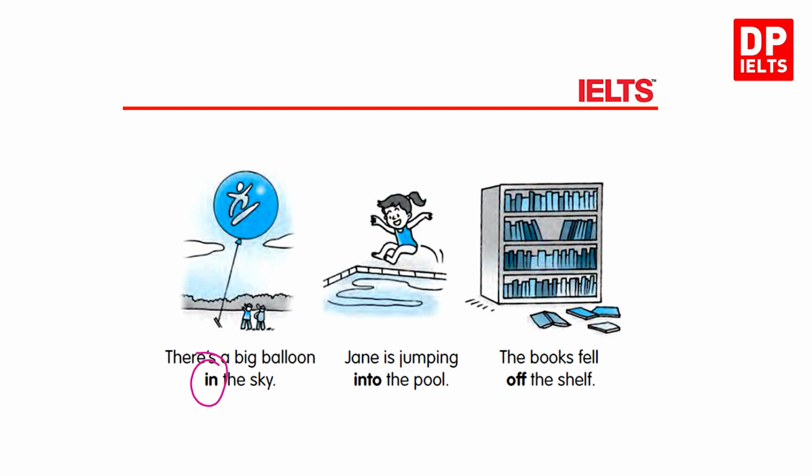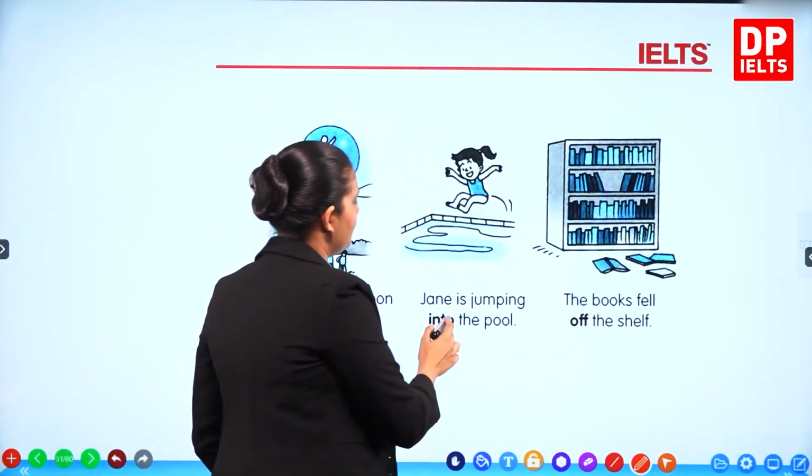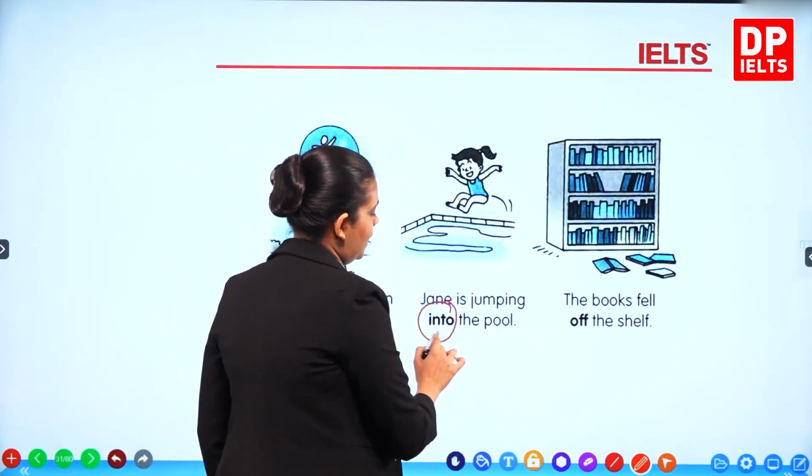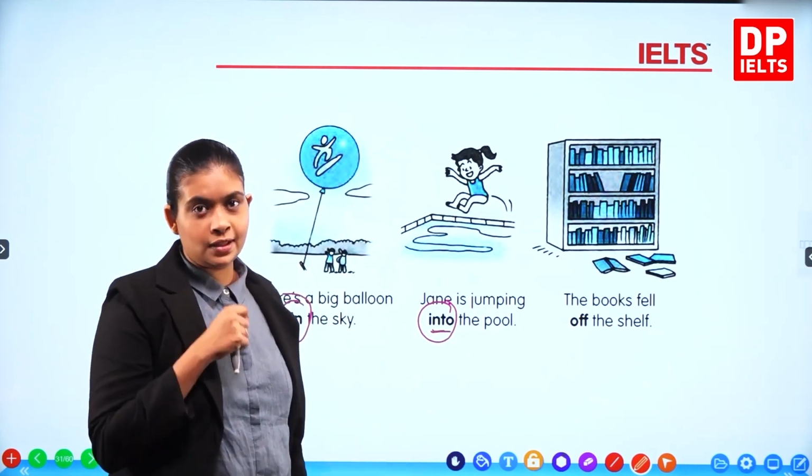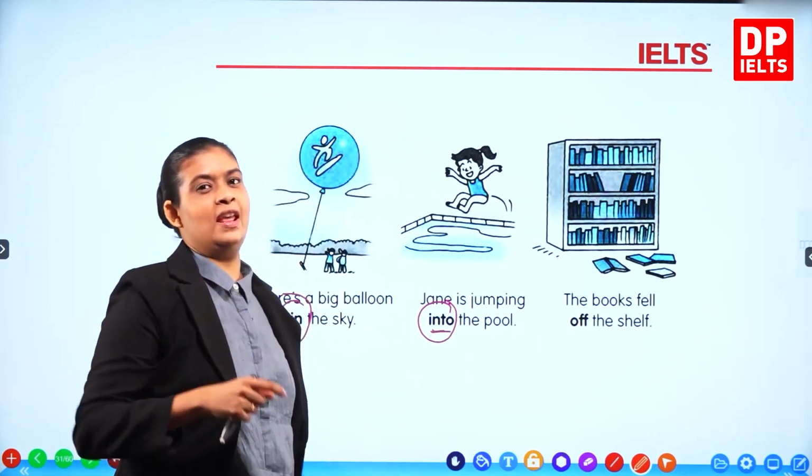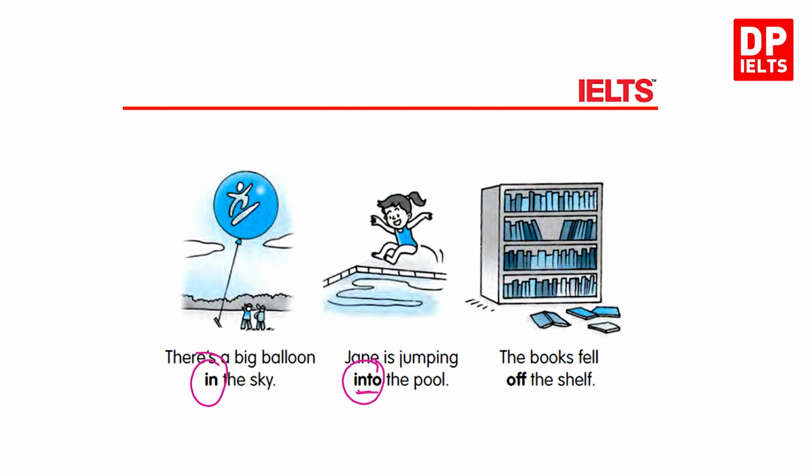In the sky. Jane is jumping into the pool. Now that's a new one. You don't jump in the swimming pool, you jump into the swimming pool. Jane is jumping into the pool.